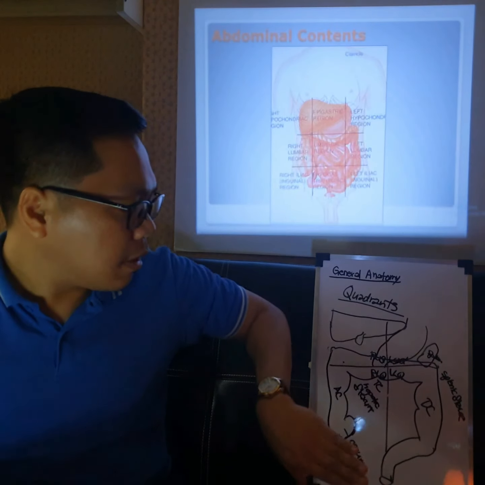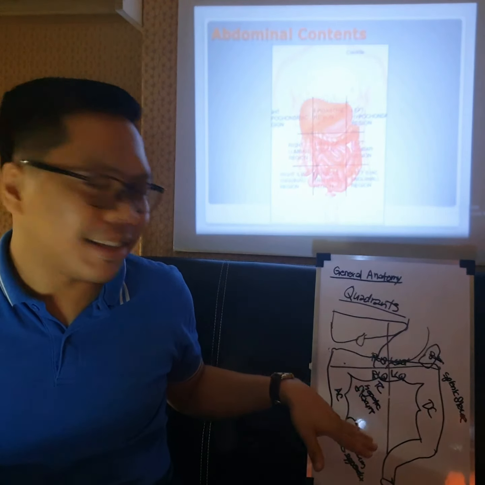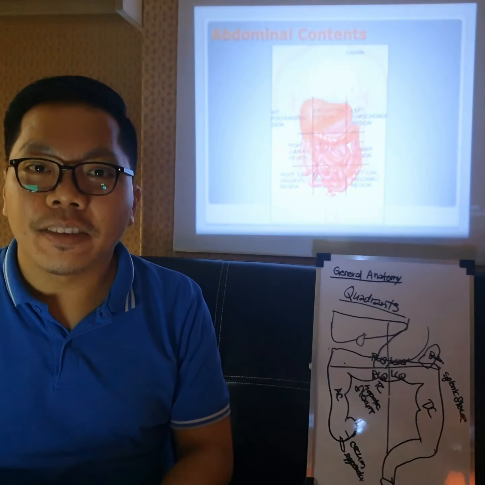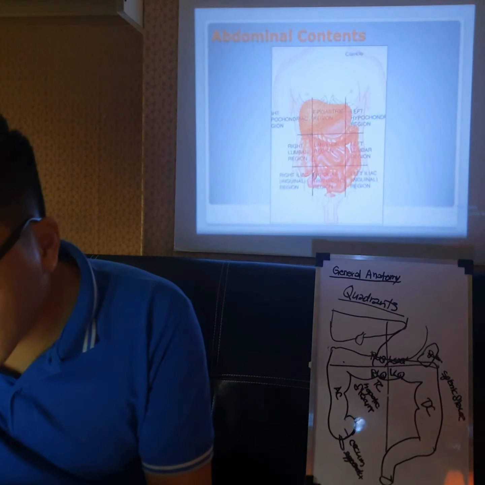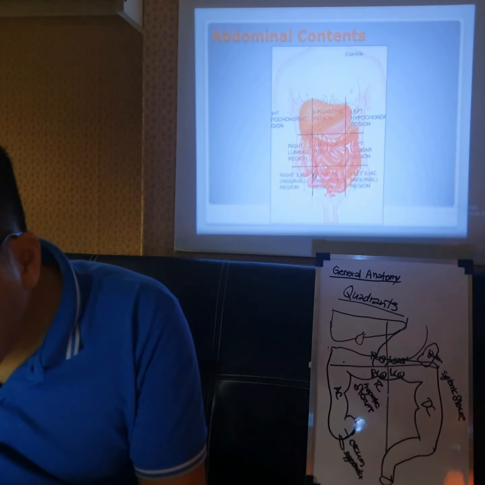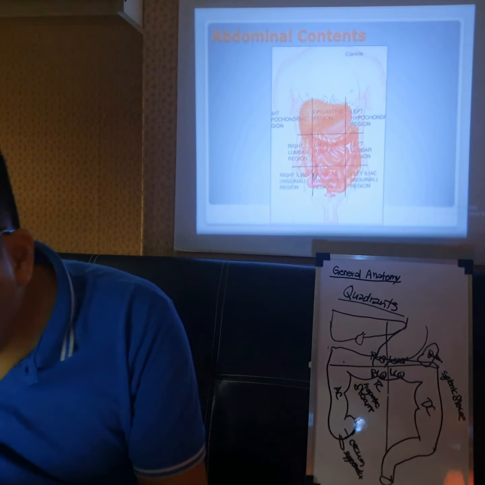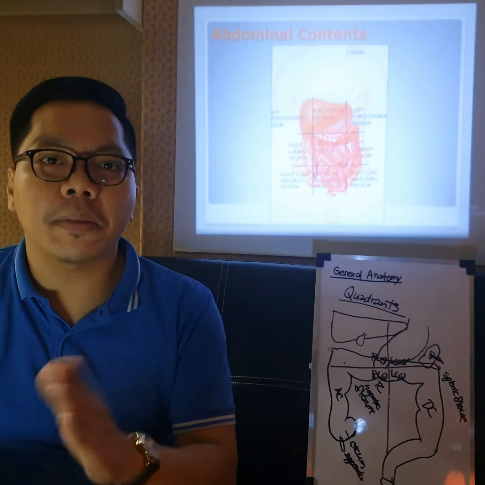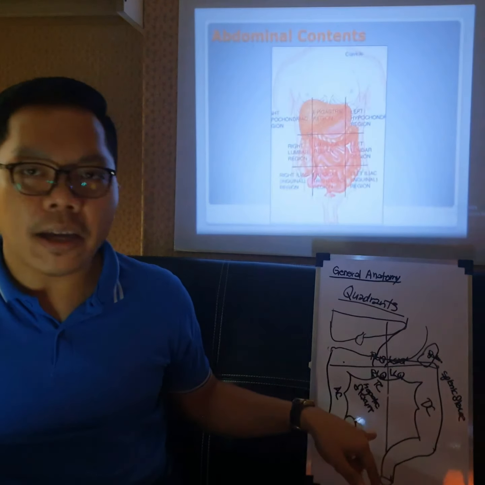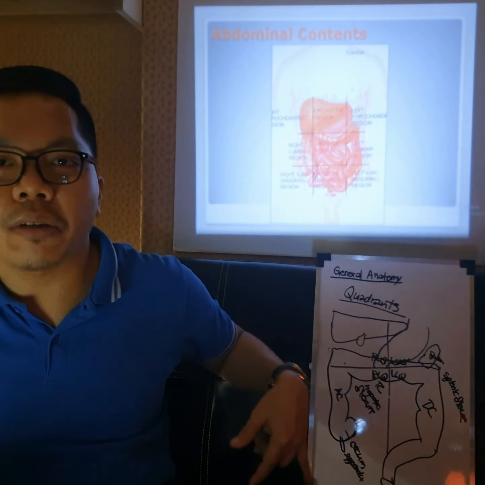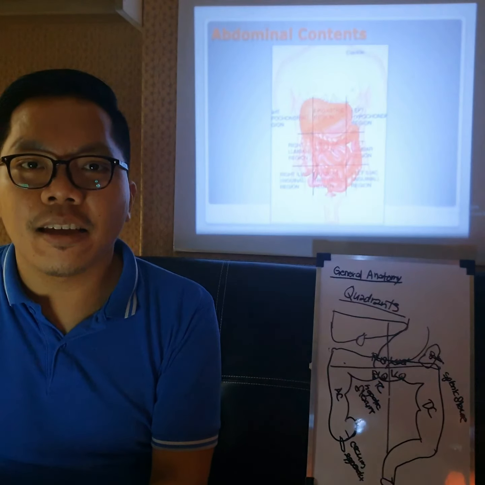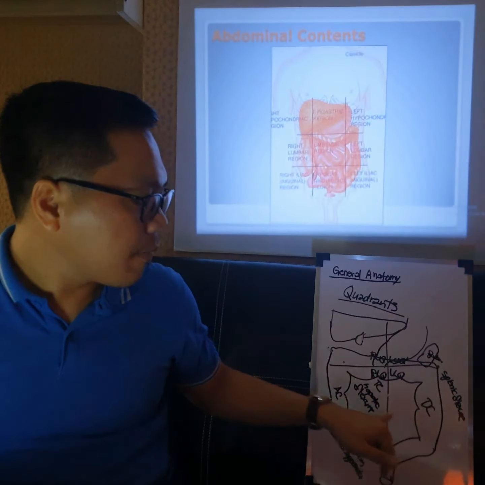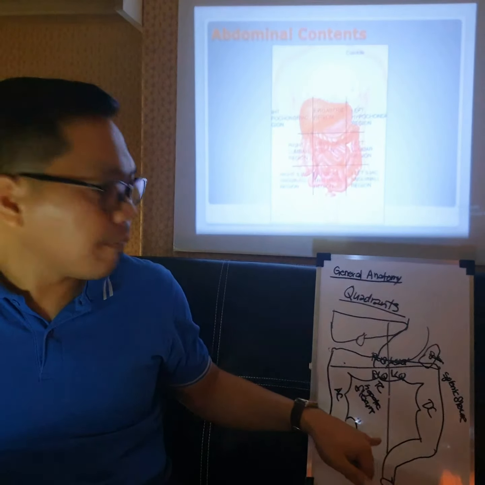Nasa medyo likuran siya, retroperitoneal, di ba? Pero nasa gitna din. Kapag ang gamit natin is quadrants, ang limitation niya is it doesn't respect yung mga midline structures kasi nga nalilimitahan siya. Tanungin ka, saan mo makikita yung reproductive organs, saan mo makikita yung anus, saan mo makikita yung rectum, lahat ang sagot mo, gitna. Okay, so hindi mo siya masyadong ma-divide using quadrants.